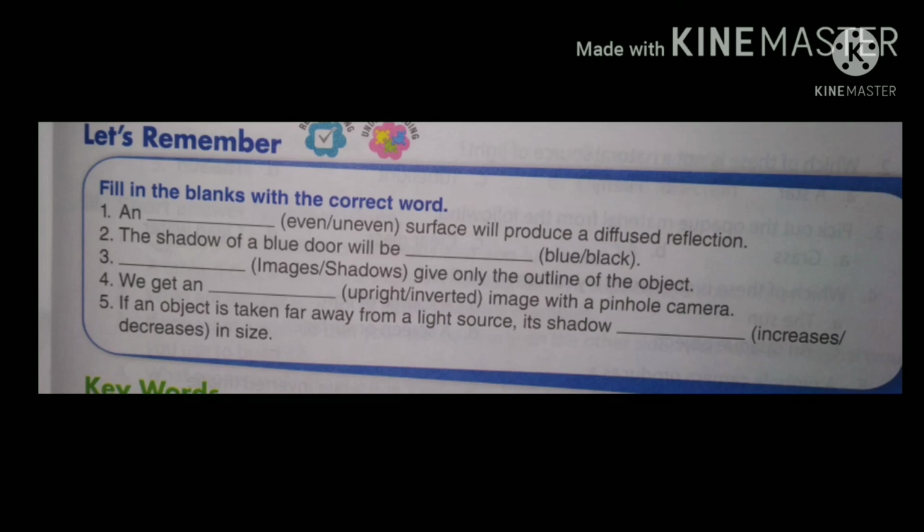Okay students, those who didn't mark these two page one-word questions, now you mark it and study well.